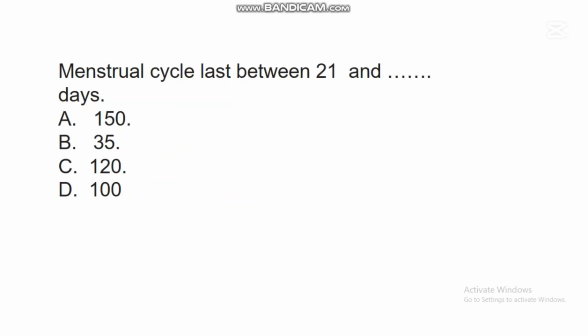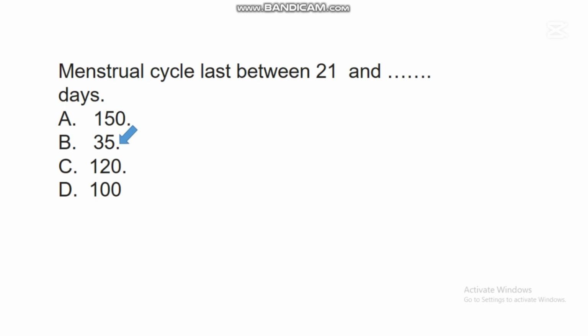The next question says, menstrual cycle lasts between 21 and dash days. A. 150 days. B. 35 days. C. 120 days. D. 100 days. In this question, the correct answer is B. 35 days. Research has shown that the menstrual cycle varies among women.